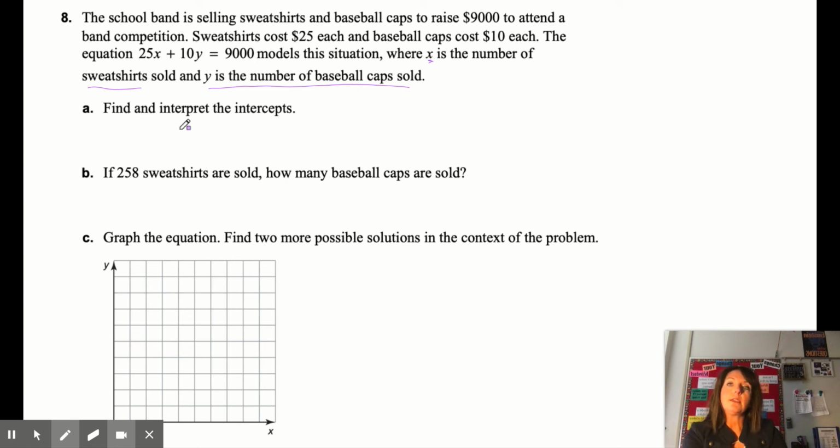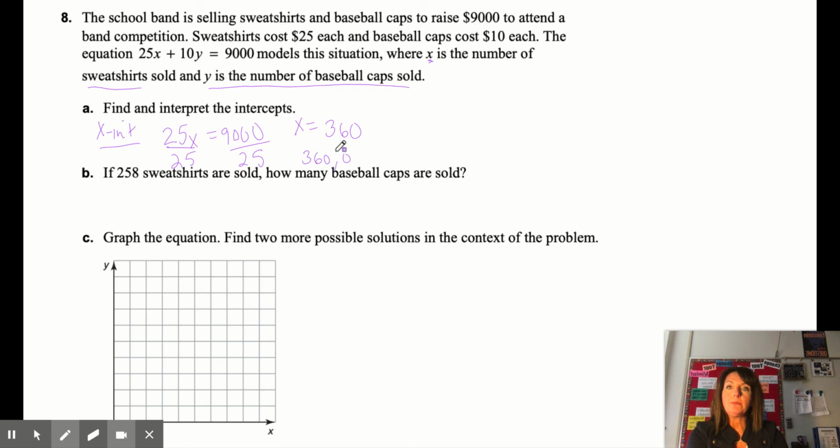So for the x-intercept, I'll start over here. Okay, for the x-intercept, we know we're going to substitute in 0 for y, so I will solve 25x is equal to 9,000. So when I divide both sides by 25, I get x that is equal to, I believe it was 360. Okay, now this means I have the ordered pair 360, 0.